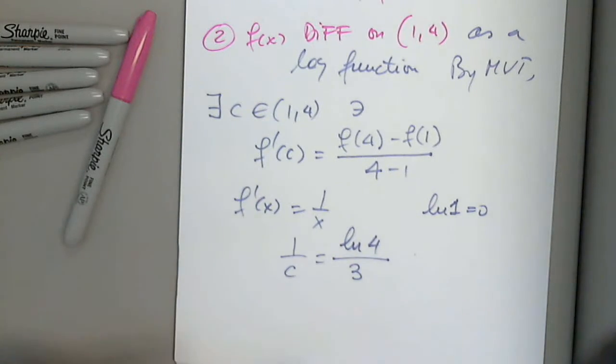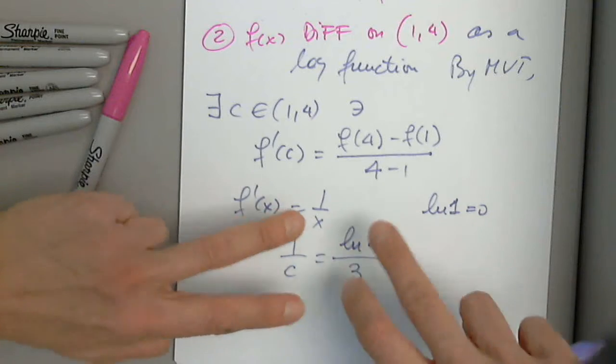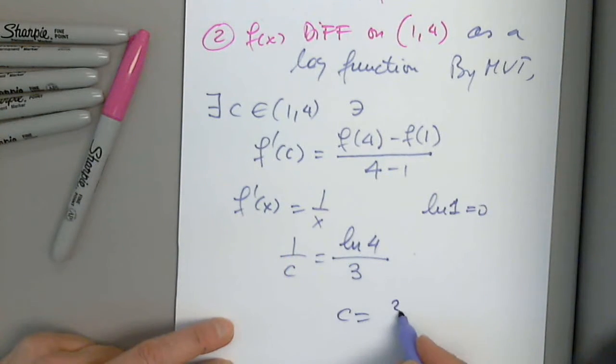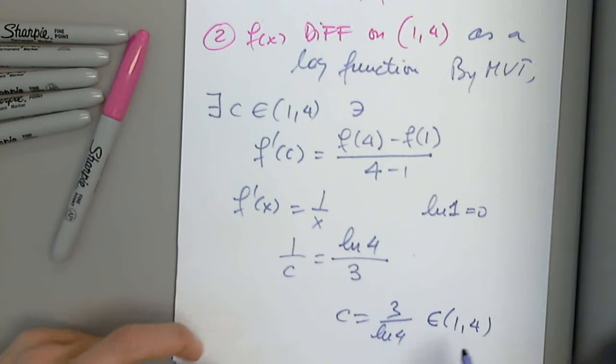All I have to do, this is a proportion. In a proportion, you can do this. C equals 3 over natural log 4. I have to show that this is indeed in the interval 1 comma 4. So that's a little trick, tiny trick.